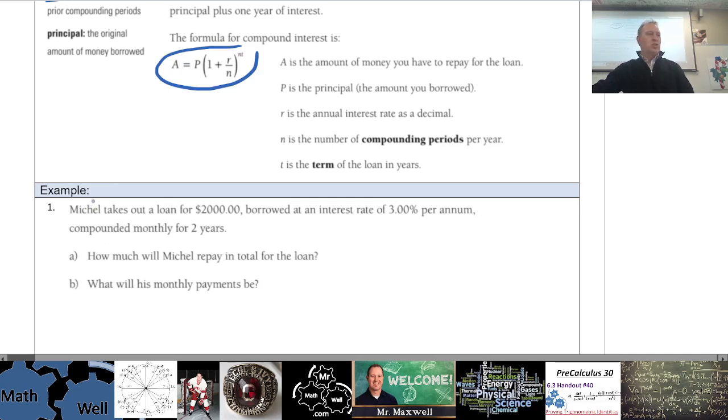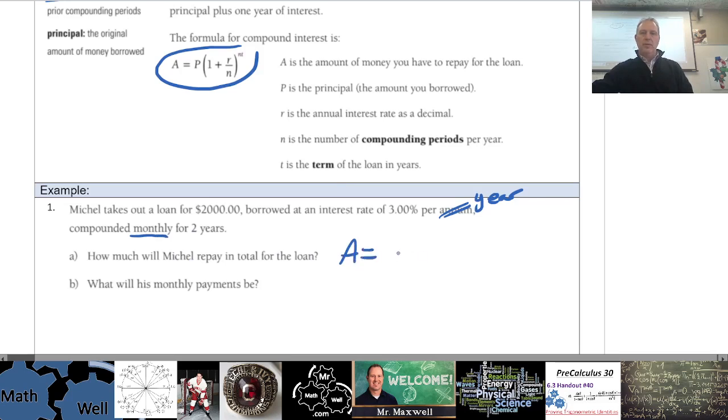So let's just review number 1. You just finished number 1, right? So let's just review it real quick. Michael takes out a loan for $2,000 borrowed at an interest rate of 3% per annum, which per annum is the same as year, right? And it's compounded monthly for 2 years. How much will Michael have to pay for the loan?